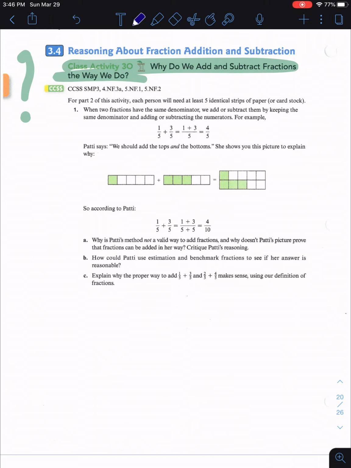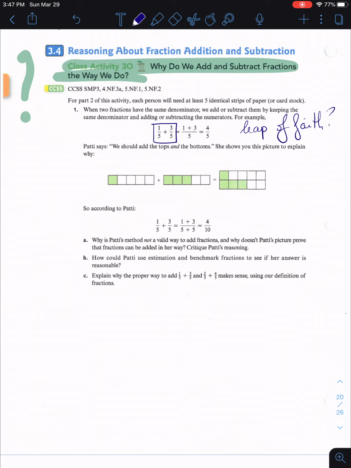So for example, if we have 1/5 plus 3/5, what we generally say is, since the denominators are the same, we add the numerators, keep the denominator the same, and have our result as 4/5. Now, that is the rule. That's the leap of faith here. But why does it make sense? Why does it make sense with our definition of fraction?